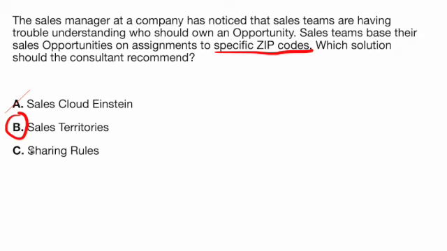We have C, sharing rules. We know it's not the correct answer, but you might think that sharing rules would be the answer here because the question asks about who should own an opportunity, right? And sharing rules talks about ownership of, or rather sharing of records. And so you can use a sharing rule to share opportunities, but you cannot use a sharing rule to share opportunities based on zip code. You can share based on owner, you can share based on different criteria of the opportunity, but not really zip codes. And so that leaves sales territories as the answer here.